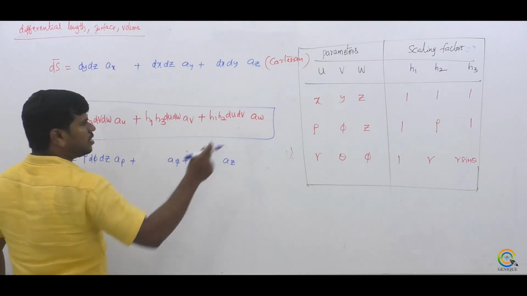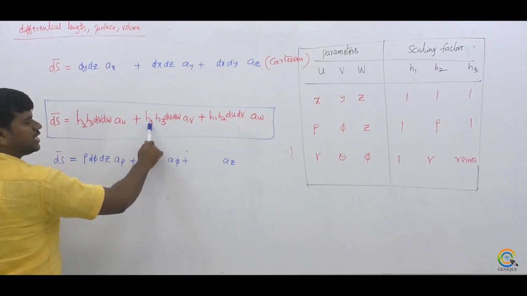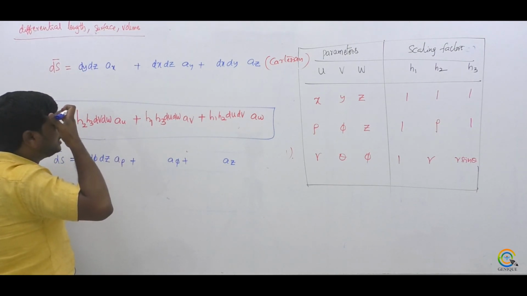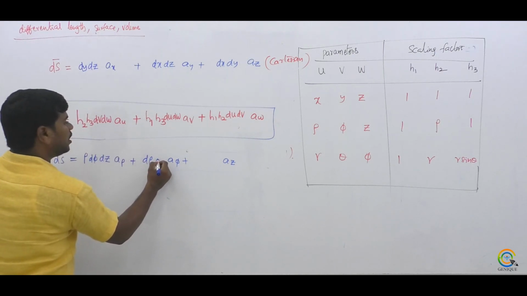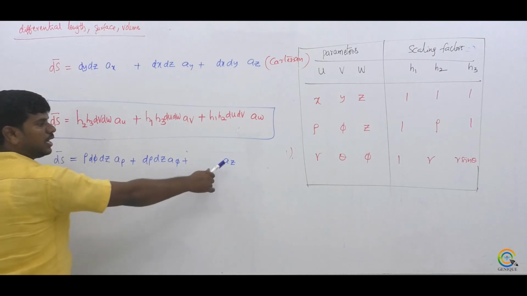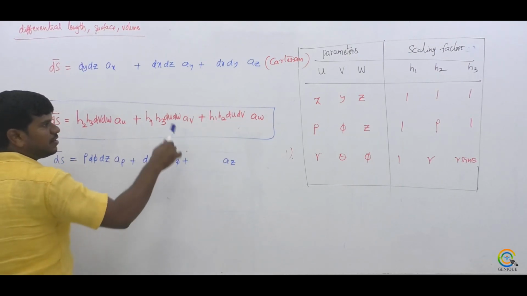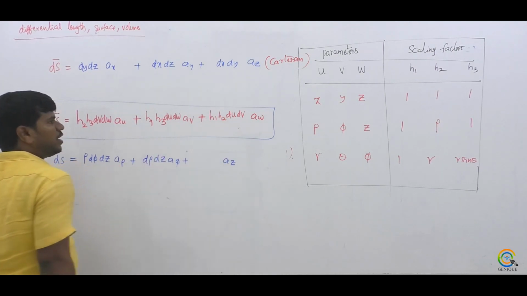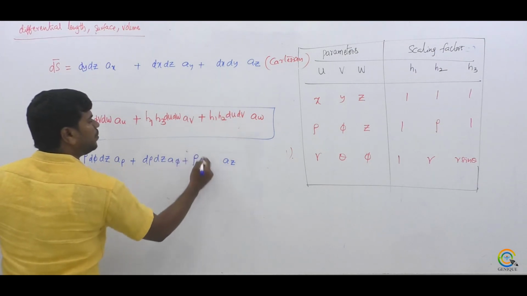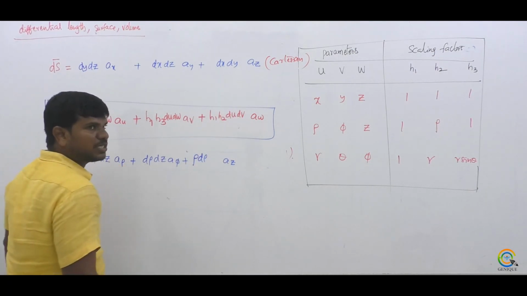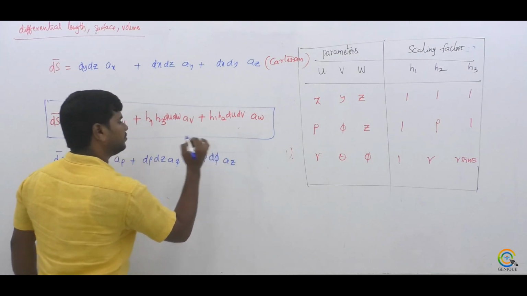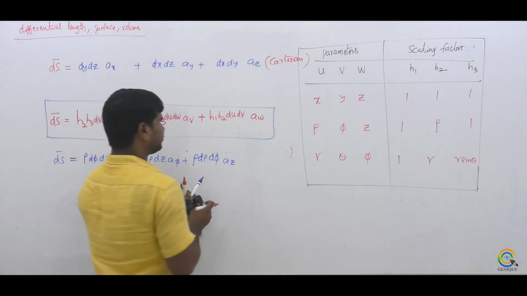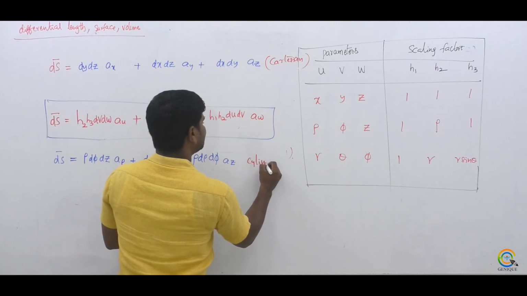In the direction of a phi, what? h1 h3. h1 h3 is 1 into 1, and du dw, where du is d rho, dz. Okay. In the direction of az, what are h1 and h2? h1 and h2 is 1 into rho, du means d rho, dv means d phi. So this is the differential surface area in the cylindrical coordinate system.